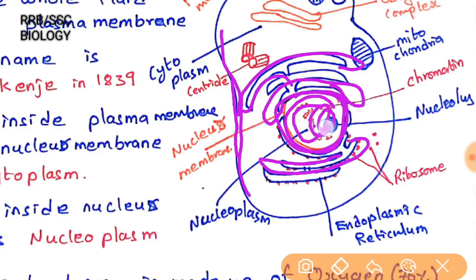So this acts like a network for the nucleus to control the cell, friends. It covers most part of the cell, and it acts like a network to control the whole cell by the nucleus, friends.